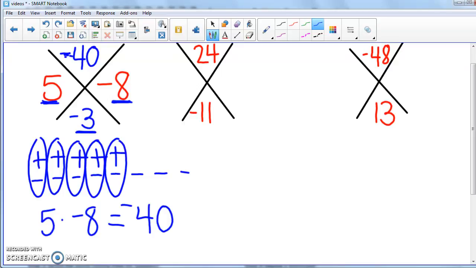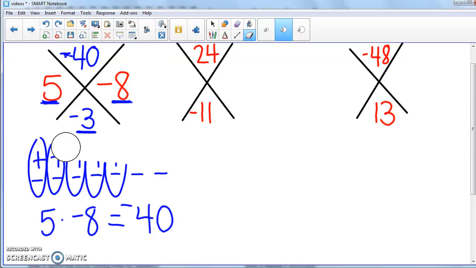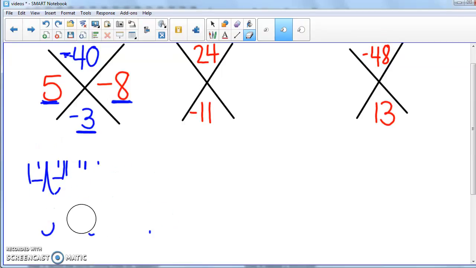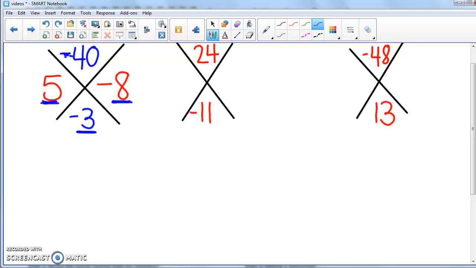The next problem looks a little bit more difficult because I don't have one. So 24 is a positive number. That means my two side numbers must both be negative or they're going to both be positives. So since my bottom number is negative, I know both numbers are going to be negative. All I'm knowing is that together I need to get an answer of negative 11.